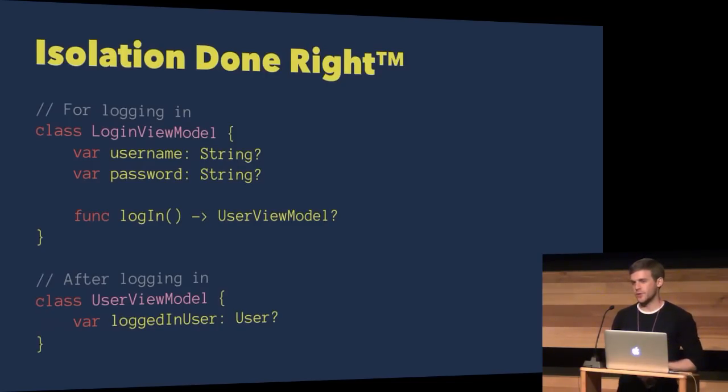But by splitting these concerns into two separate objects, the different pieces of state, the username and password, and whether the user has logged in, don't interact with each other. And the relationships between them are now very explicit, right? When you have a username and password, you can log in, and then you get the thing that tells you whether you have a user.